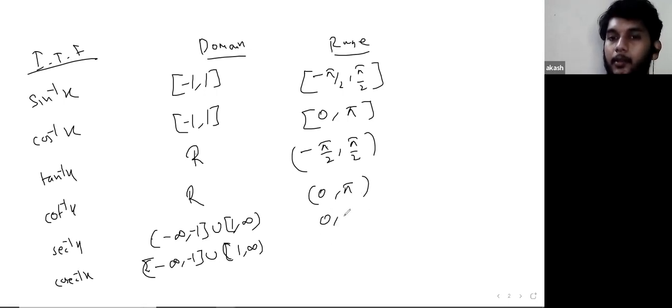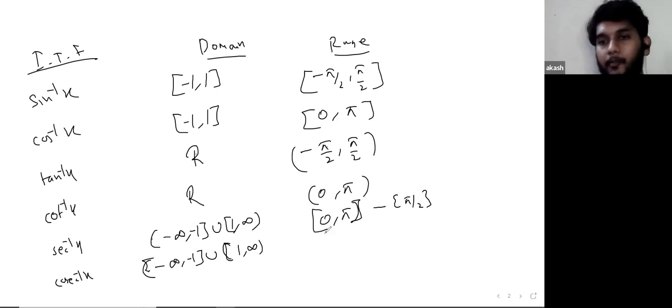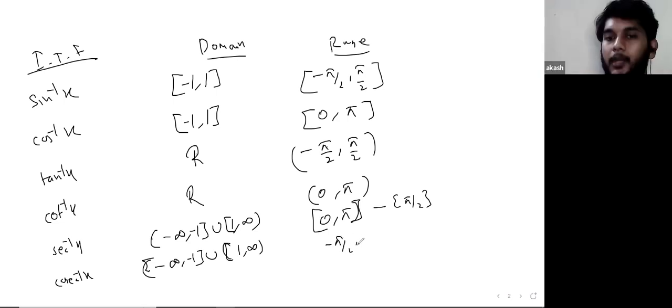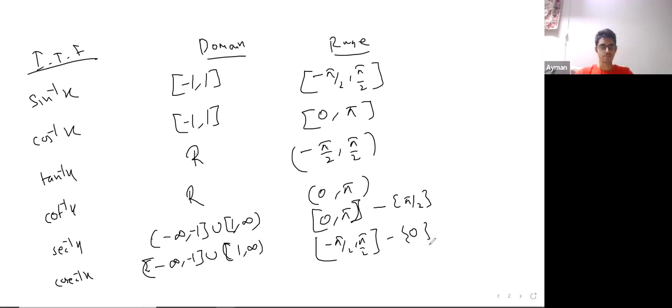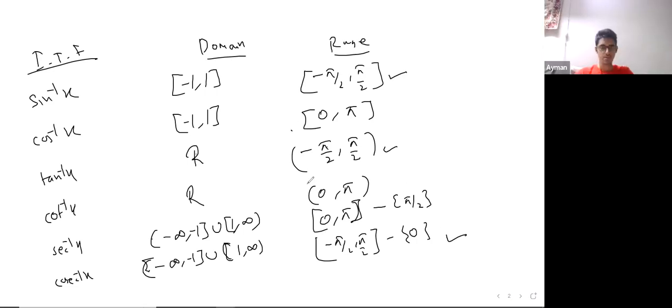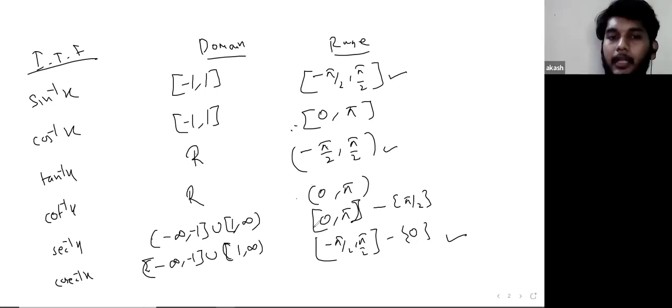For sec x, 0 to pi, but removing pi by 2, because at pi by 2 this becomes infinite. And for cosec x, minus pi by 2 to pi by 2, but removing 0 from it. So if you look at the pattern, sin x, tan x, and cosec x have almost similar ranges, and cos, cot, and sec have almost similar ranges.